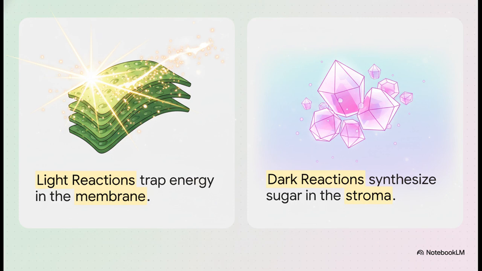It physically traps light energy and creates high-energy chemical intermediates, specifically ATP and NADPH. Then out in the fluid stroma, the dark reactions take place. Now, actually, scratch that. Don't let the name fool you. They don't only happen in the dark. It just means these enzymatic reactions aren't directly driven by light. Instead, they depend entirely on the ATP and NADPH generated by the light reactions to actually synthesize the sugar.